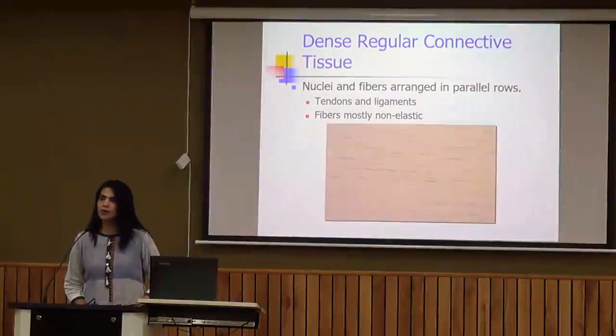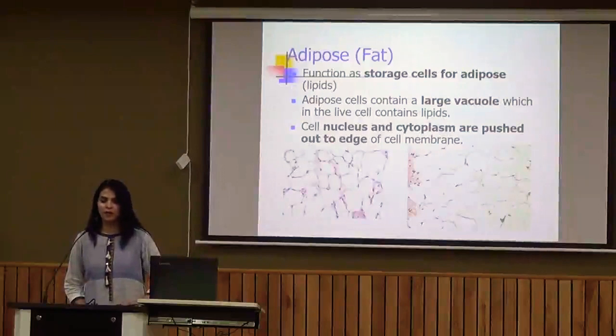One type of connective tissue connects bone to bone. The second type connects muscle to bone. Both kinds of tissue bear considerable strength, but one is more elastic and the other is less elastic. Now we have adipose tissue.